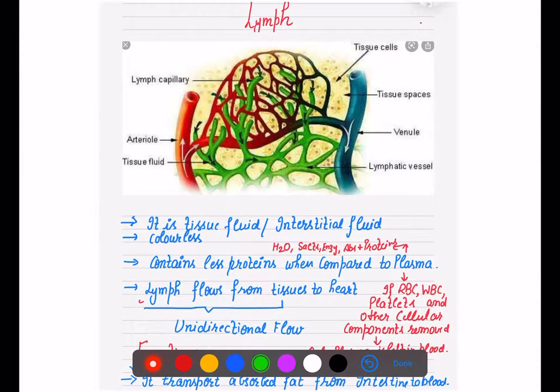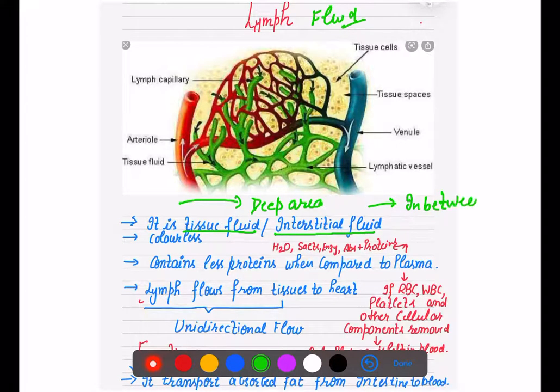Next is about another fluid, that is lymph. It is a tissue fluid. Jahan pe bhi blood nahi ja pata hai, us deep area mein kaun pahunchta hai? That is lymph. That is why it is known as interstitial fluid. It goes in between the tissues, in between different tissues.